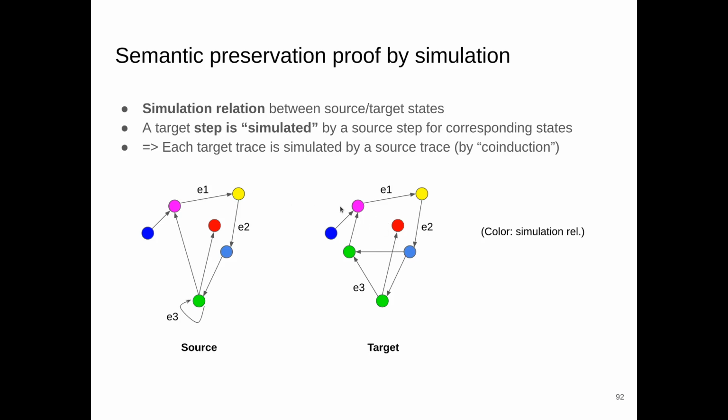But the trace can be infinite. So in such a case, we need to use what is called co-induction, which takes into account the possibility of infinite traces. But we are not going into the details of this co-induction. So let's just ignore the third line, and let's say that what is important here is that each target step is simulated by a source step. That is the definition of a simulation relation.